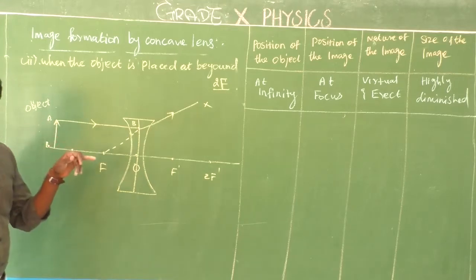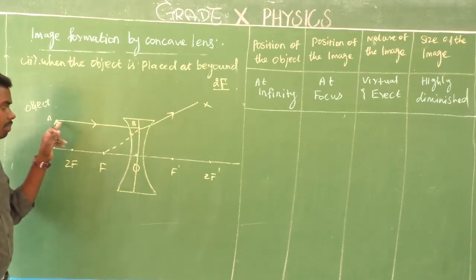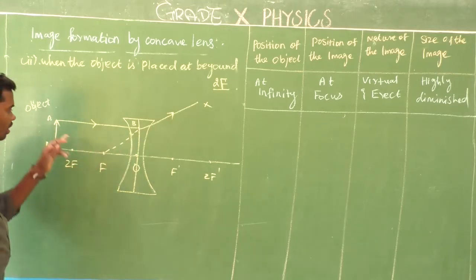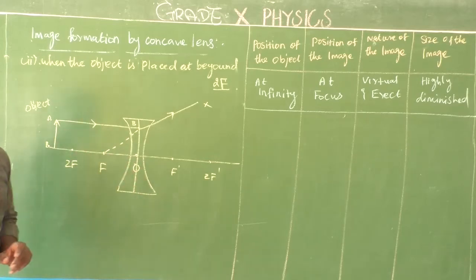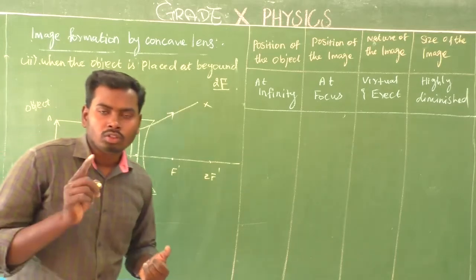Next, another ray of light which is coming from the top of the object. Here already we know 3 rules are there.